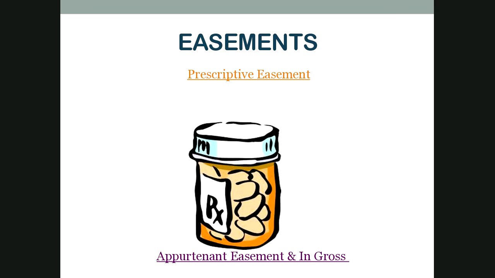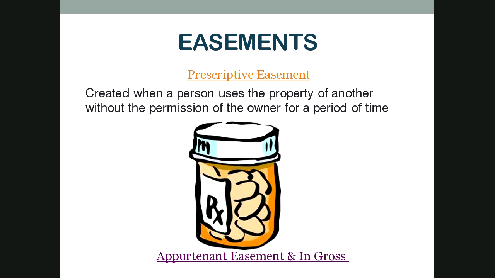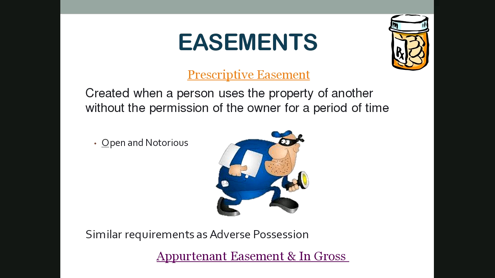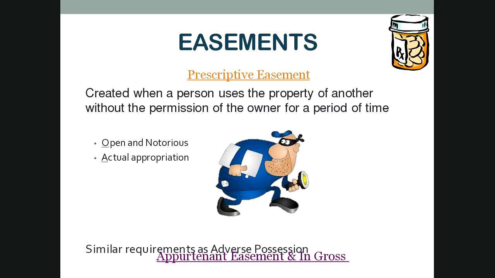All right, the next one is a prescriptive easement. So what is a prescriptive easement? Well, this is when you are granted an easement because you've done something for so long without permission that now you can do it legally, right? It's like adverse possession for an easement. It has the same requirements: open and notorious, right? You have to use the easement like someone who had an easement would use it. You actually have to use the easement.